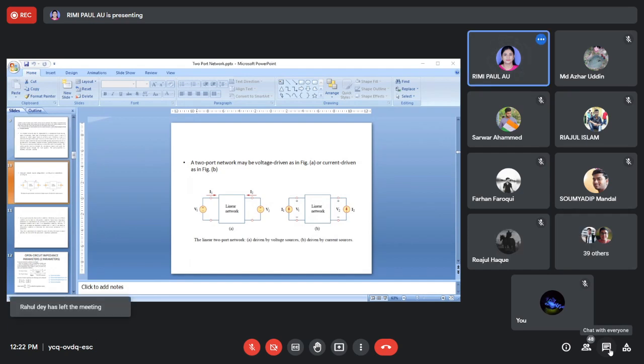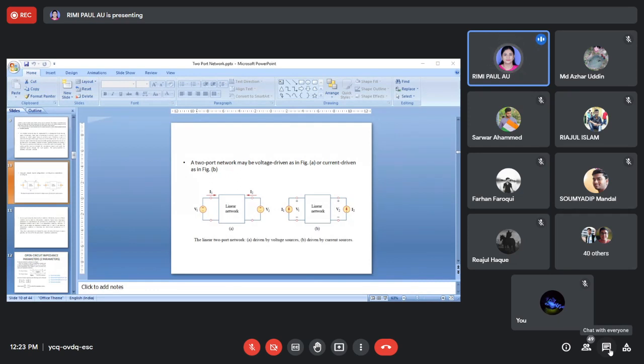So what are we getting? We are getting V1, V2, I1, I2. These four parameters. Now, using these four parameters, what can we find out? We can find out the open circuit parameter and the short circuit parameter. We'll see what the open circuit parameter and the short circuit parameter are. Transmission line parameter, inverse transmission line parameter, hybrid parameter, inverse hybrid parameter. These six types of parameters, or impedance, admittance, or transmission line parameters, whatever parameters we can find out.